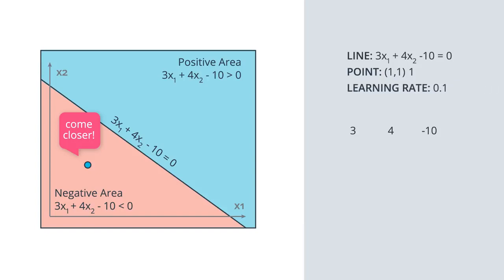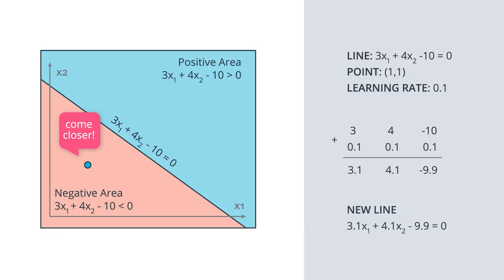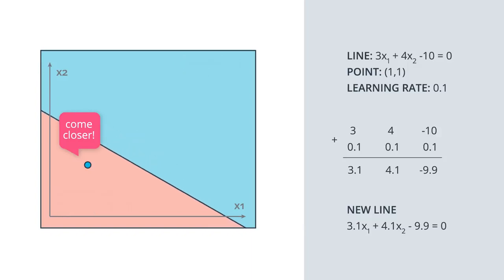So here we take the coordinates of the point (1, 1) and put an extra 1 for the constant term. And now we multiply them by the learning rate 0.1. Now we add them to the parameters of the line, and we get a new line with equation 3.1x1 plus 4.1x2 minus 9.9. And magic, this line is closer to the point. So that's the trick we're going to use repeatedly for the perceptron algorithm.